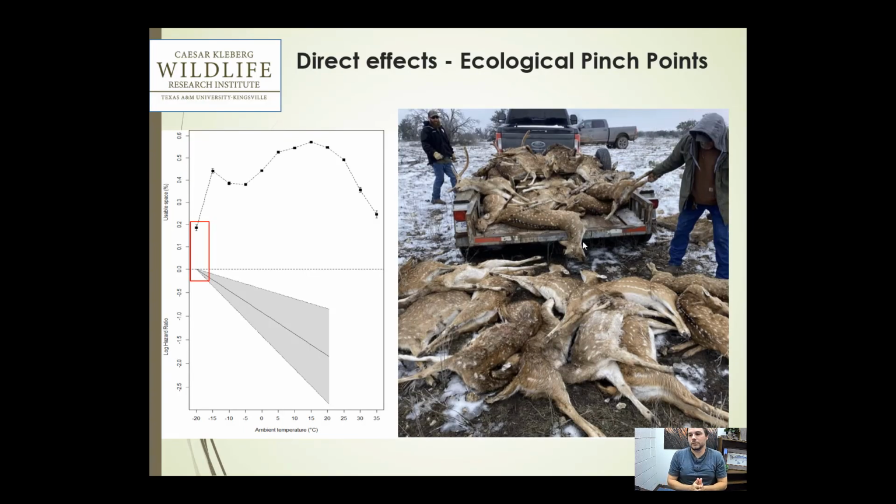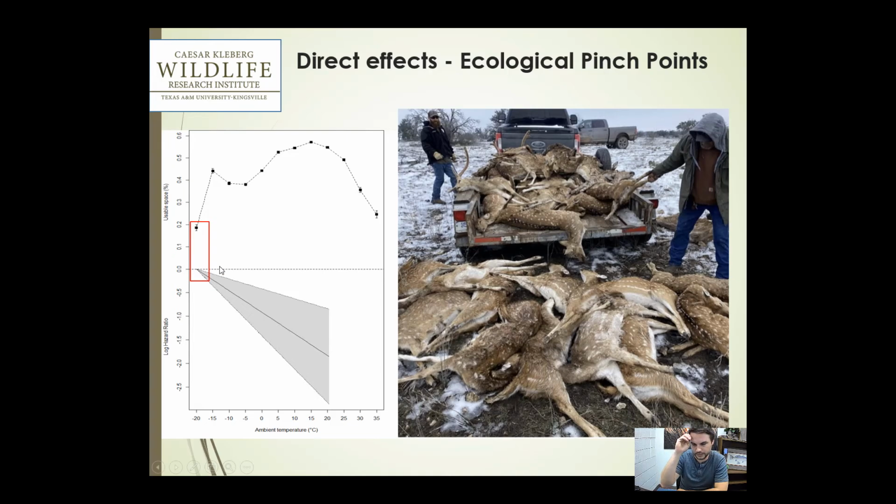We know that thermal conditions can directly impact survival and mortality. This has been shown in things called ecological pinch points, where as you decrease or increase in certain extreme temperatures, we see a subsequent decrease in usable space, but also a decrease in survivorship. These are actually hazard ratios. So as you decrease in this line, you're actually getting increased survival. It's a little counterintuitive, but the higher the value of the hazard ratio, the lower survival.